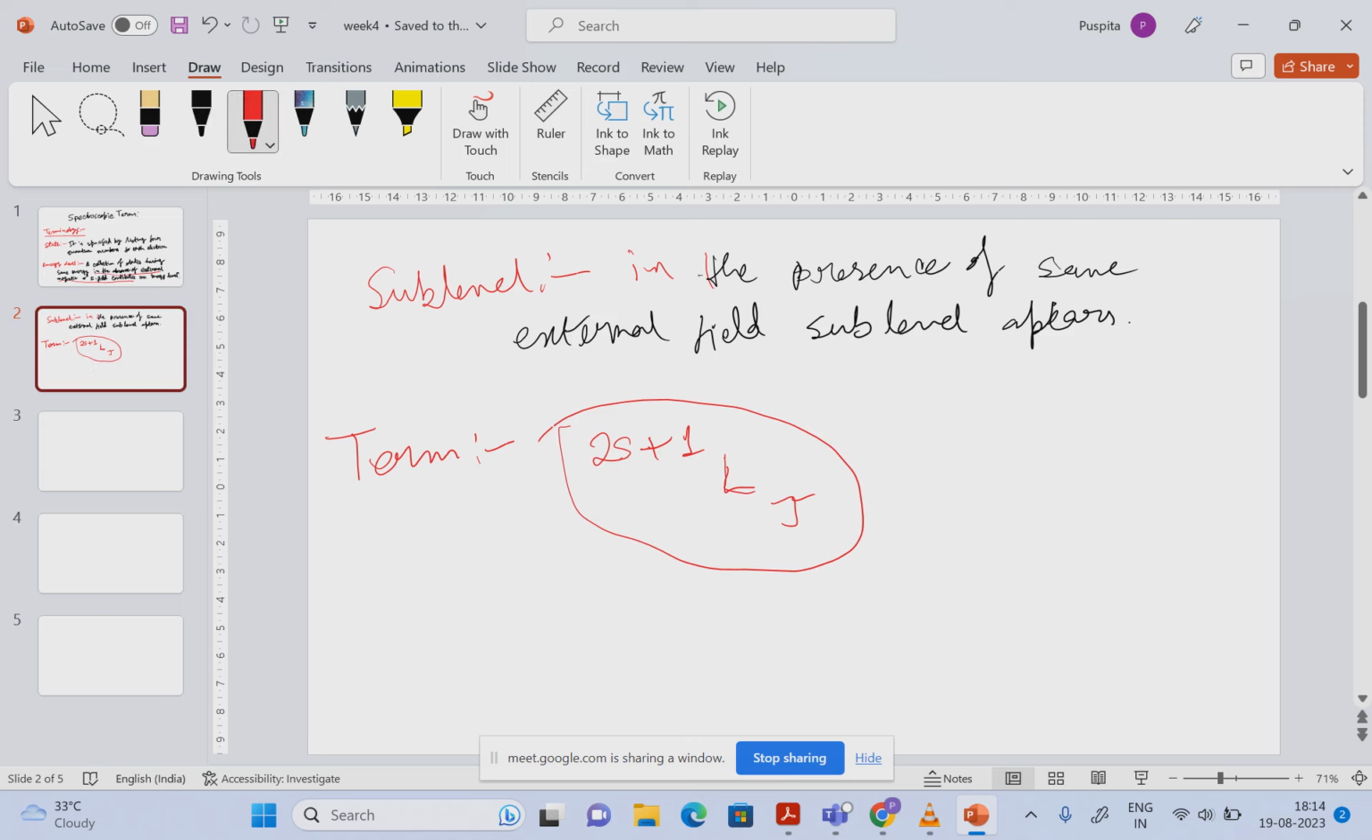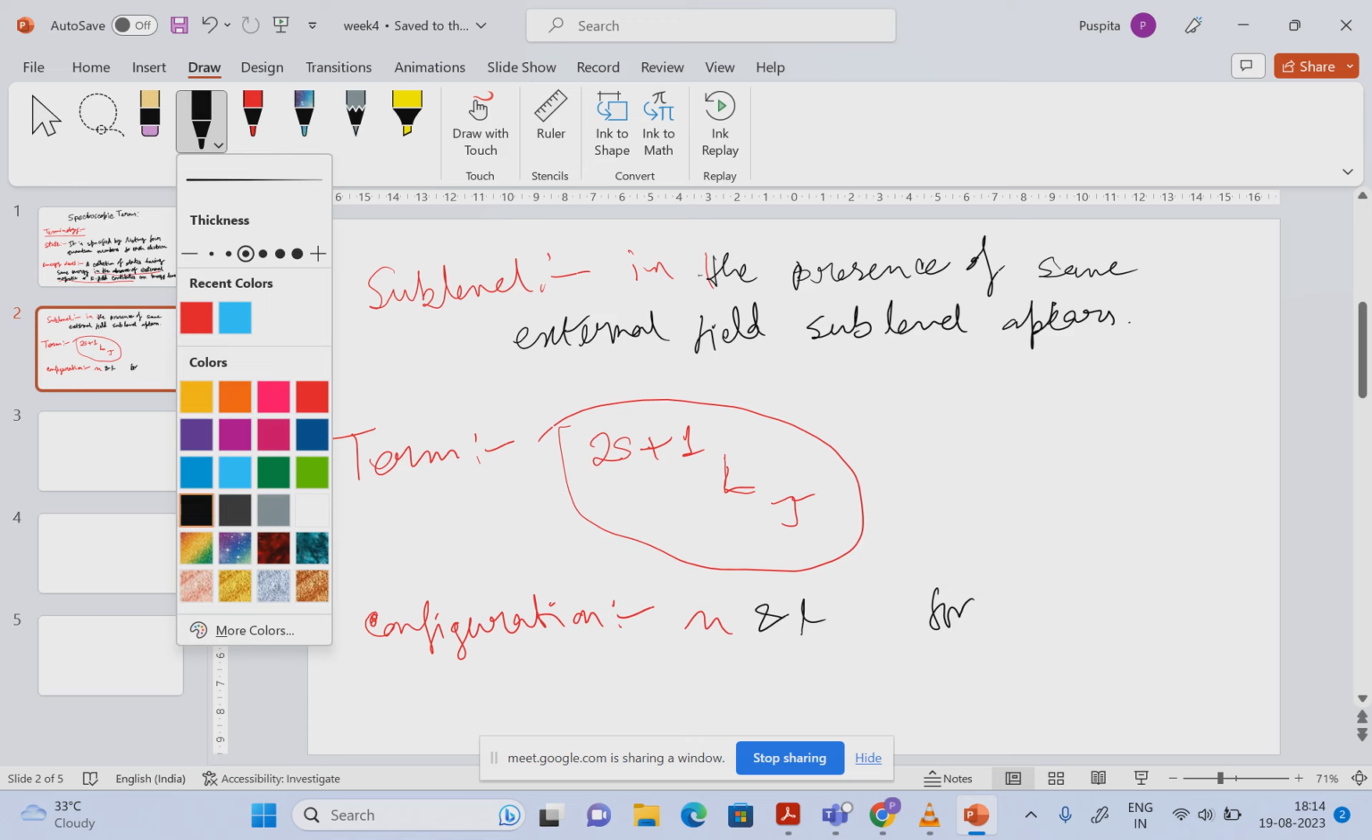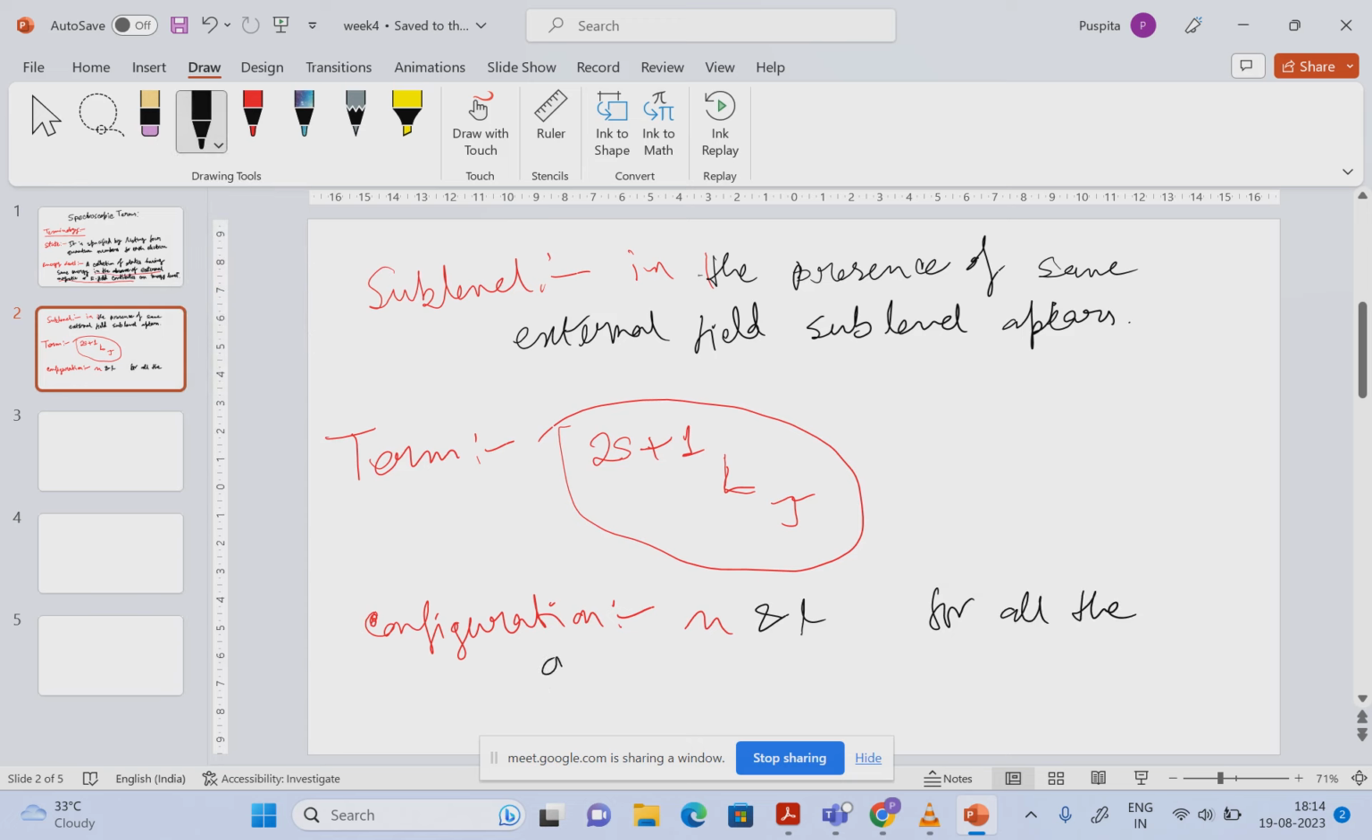The next is configuration. So when we write n and l's for all the orbitals of the atom, it is called configuration.